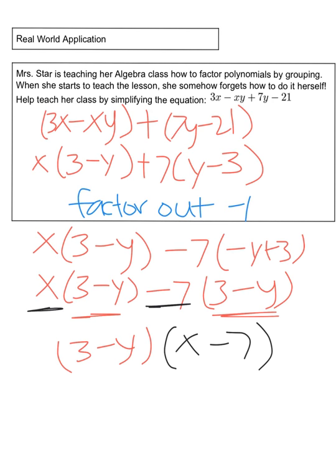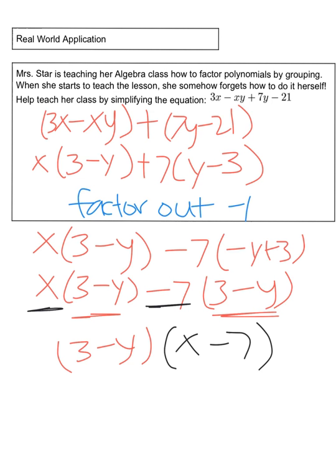Okay, so this one was a little more challenging. We have 3x minus xy plus 7y minus 21. So we start by grouping: 3x minus xy, plus 7y minus 21. From the first group, we can factor out x. So we have x, and in parentheses, we're left with 3 minus y. And then in the second group, we can take out 7, and we're left with y minus 3.